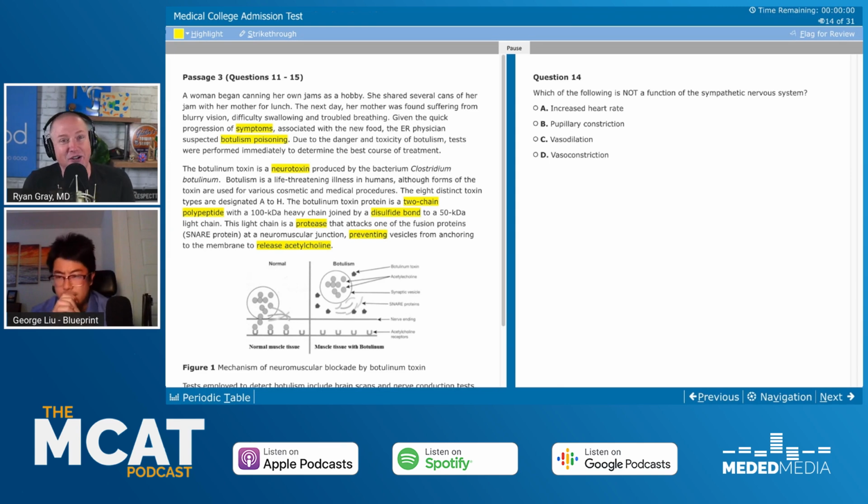So this is called a pseudo-discrete. Does it have anything to do with the passage? Well, kind of, but not really. Do you really need the passage to answer this question? No, not at all. Exactly.